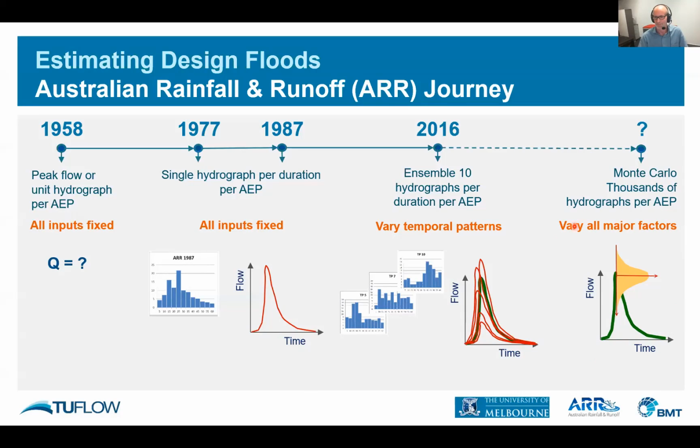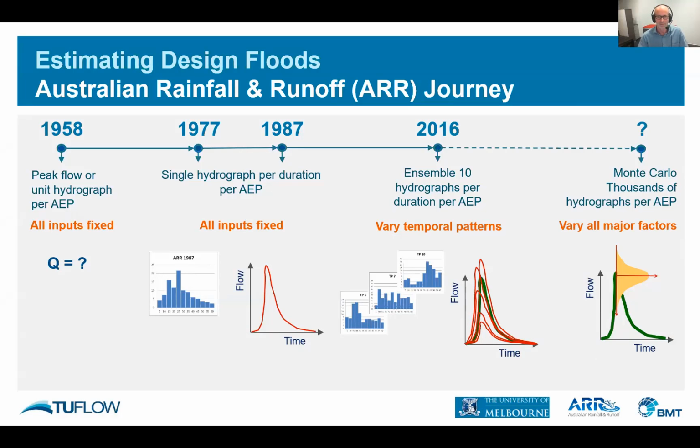Effectively, in the full Monte Carlo, you're doing thousands and thousands of simulations, and you're varying your temporal pattern, your rainfall, you're varying your wet and dry conditions before the flood. If you've got dams, you would vary how full those dams are before the flood comes through.